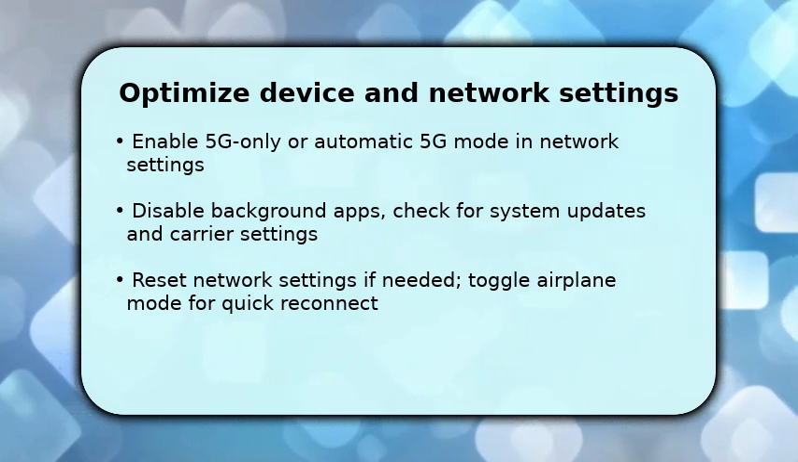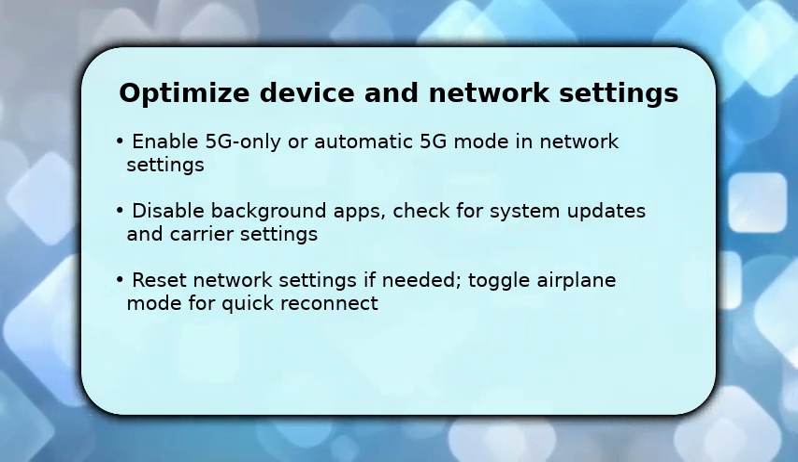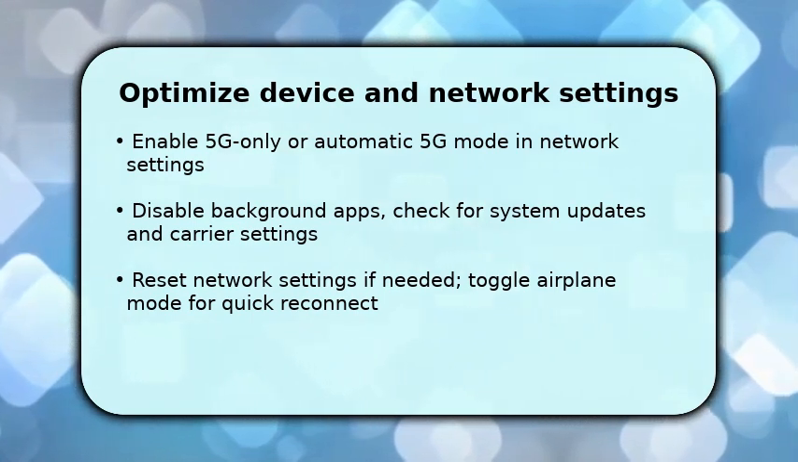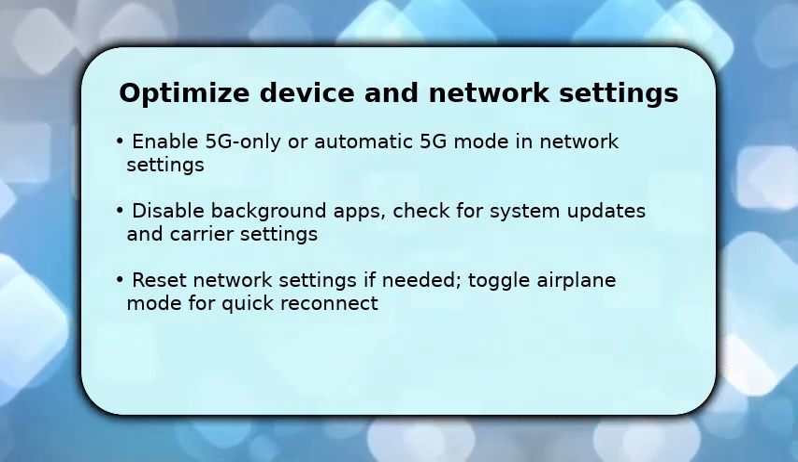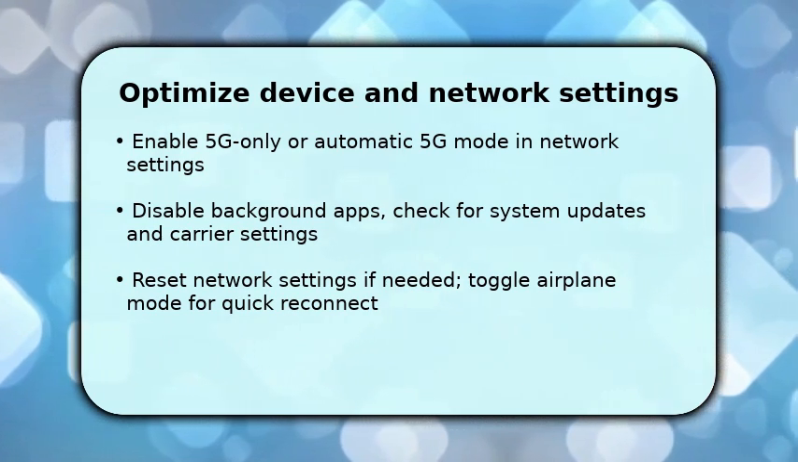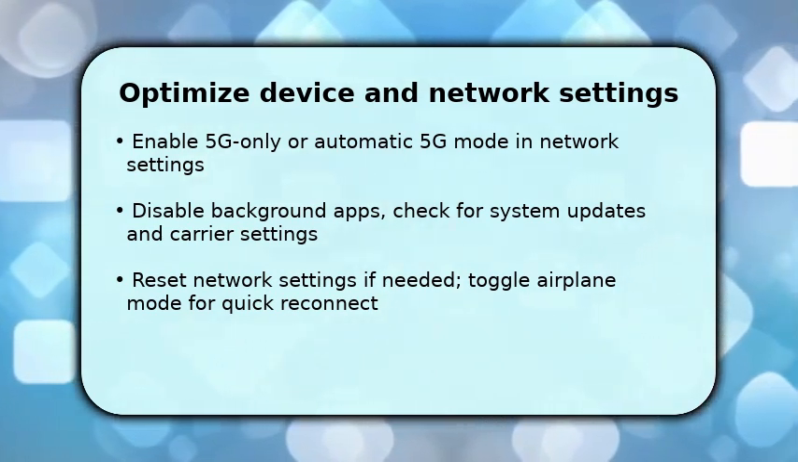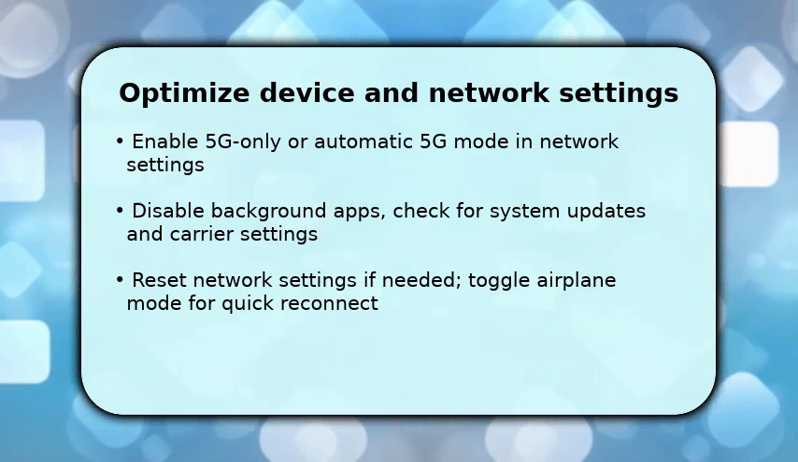If speeds remain poor, reset network settings to clear corrupted profiles and briefly use airplane mode to force a fresh registration with the nearest 5G cell. This reestablishes the best connection. Finish by verifying environmental and network side factors.